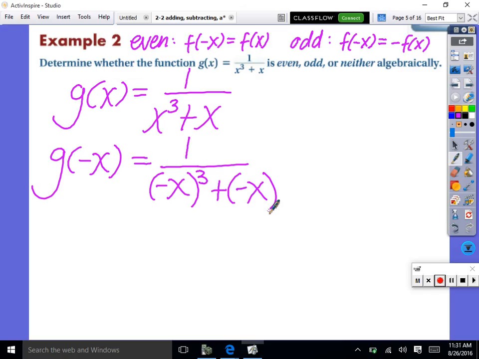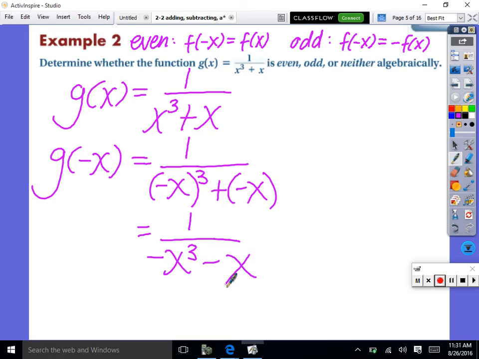Okay, let's now simplify it. On top we have a 1. On bottom, isn't negative x cubed negative x cubed? Because isn't negative 1 cubed negative 1 times negative 1 times negative 1, which is negative 1? So we have a negative x cubed here. Do we have questions on why I want negative x cubed? And then we have plus negative x, so isn't that minus x?